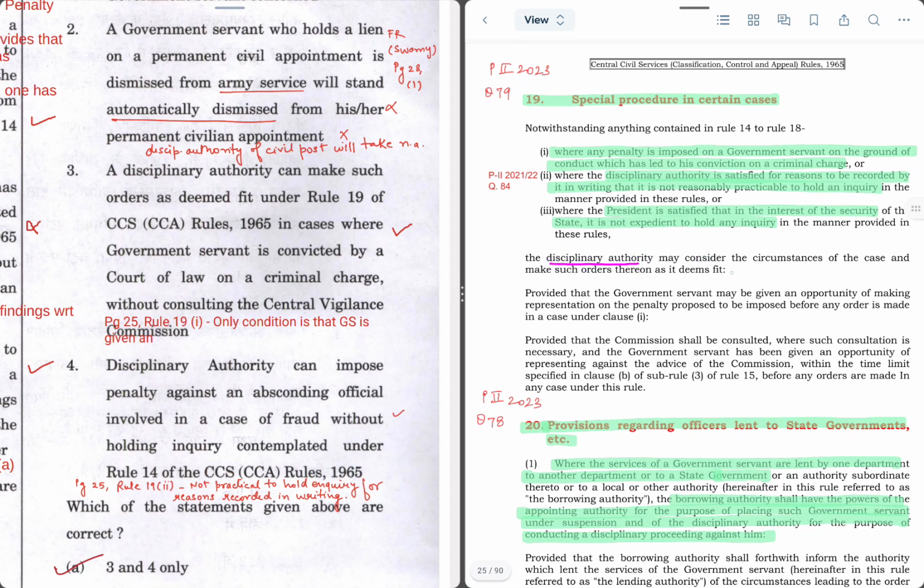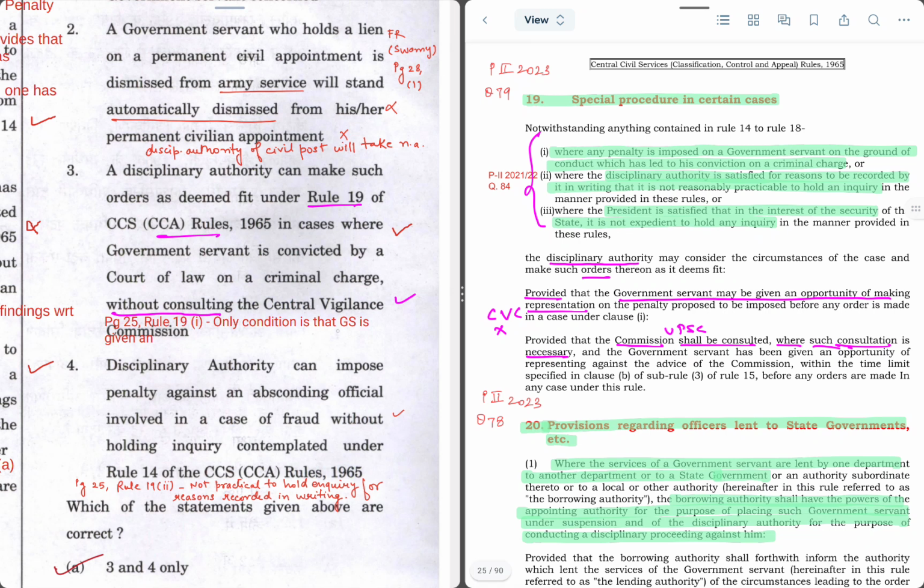डिसिप्लिनरी अथॉरिटी एक्शन ले सकती है एंड जीएस को रिप्रेजेंट करने की अपॉर्चुनिटी देनी पड़ेगी. सो इन दीज 3 cases, without consulting CVC or anybody, disciplinary authority can take action under Rule 19 of CCA rules. Commission means UPSC shall be consulted where such consultation is necessary, but CVC का कोई इसमें mention नहीं है. So yes, without consulting CVC is correct.